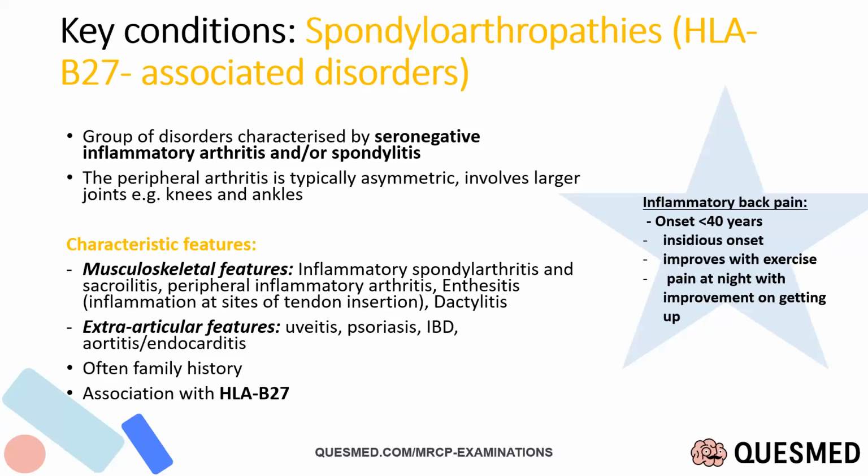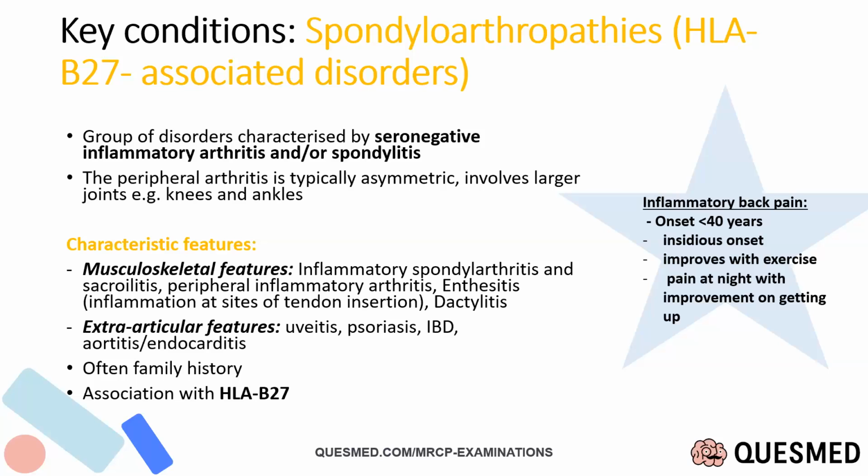So it's just really important that you think about all of those different features, and things like uveitis, psoriasis, inflammatory bowel disease. There's a lot of overlap, and we'll go through some of the specific conditions. And there's this association with HLA-B27. Now, having that and testing patients for that does not necessarily mean they have the condition, but it makes them more at risk.